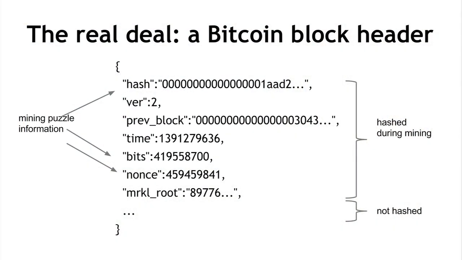And the important thing is that the header is the only thing that's hashed during mining. So to verify that chain of blocks, all you need to do is look at the headers. And the only transaction data that's included in the header is that one root of the transaction tree. So that's this Merkle root parameter.